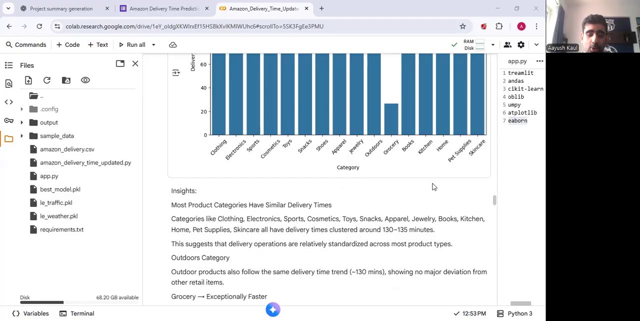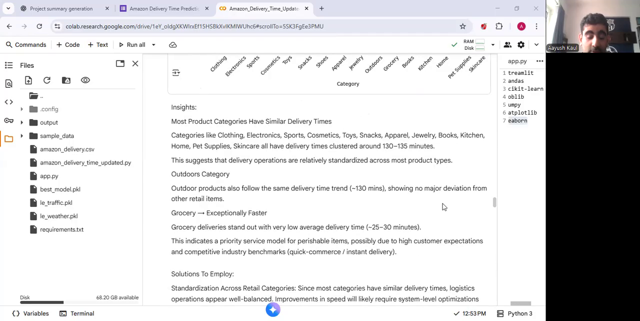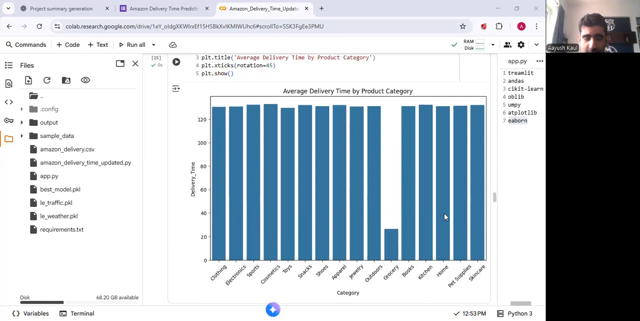This suggests that delivery operations are relatively standardized across most product types. Outdoor category also shows similar delivery time trend of around 130 minutes, showing no major deviation from other retail items. Now, groceries, however, are exceptionally faster, which is evident from the graph.